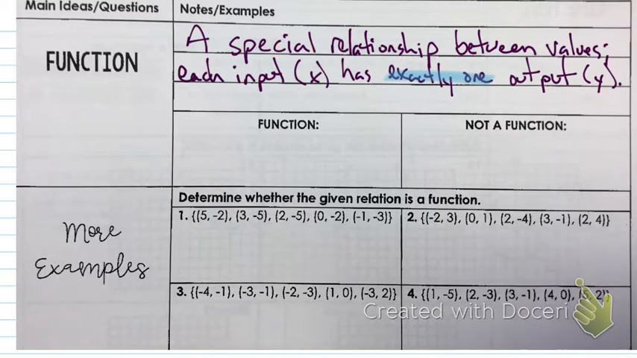So to go with this, you'll often hear me say each domain has exactly one range. If you remember from the last notes we took, domain is possible x values, range are possible y values. So you'll also hear me say each domain has exactly one range. It means the same thing. Each input has one output. Each x value has one y value. Each domain has one range. That's all the same thing.